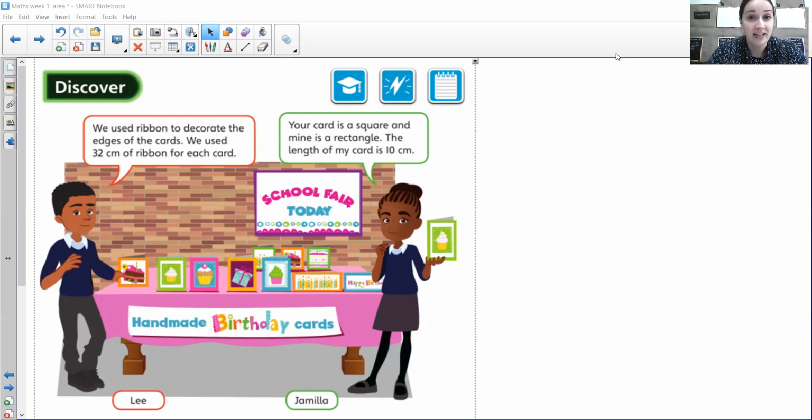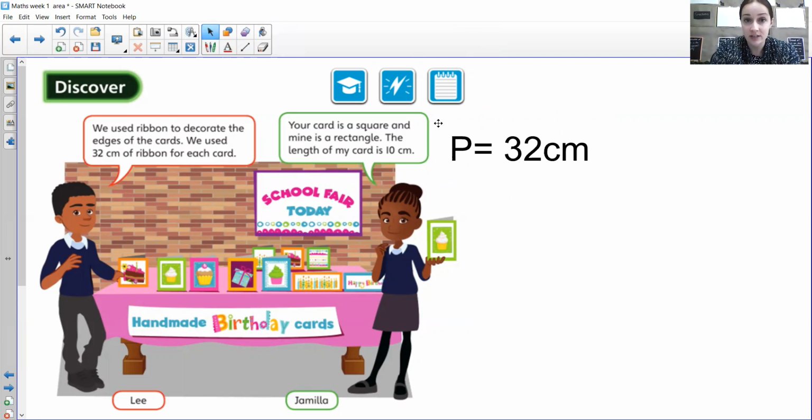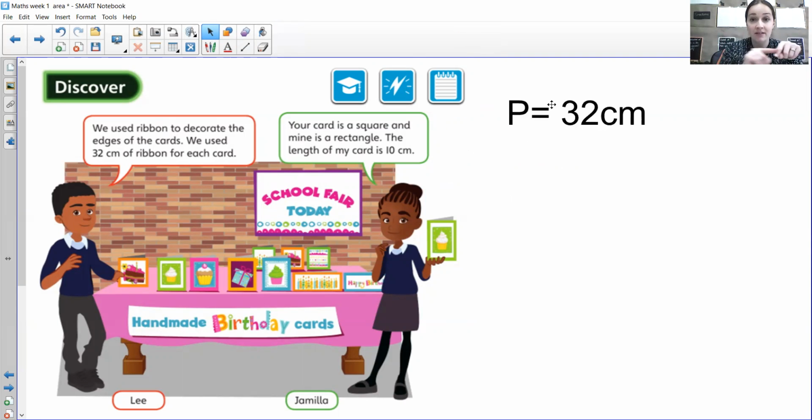Well, hopefully you can tell me that if they're using ribbon to decorate the outside edges of the card, that's the same as the perimeter of the card. And he's told us that the length of ribbon that they used was 32 centimetres. So I know that for every single card, the perimeter, the outside of it, is 32 centimetres. You're going to need that bit of information.